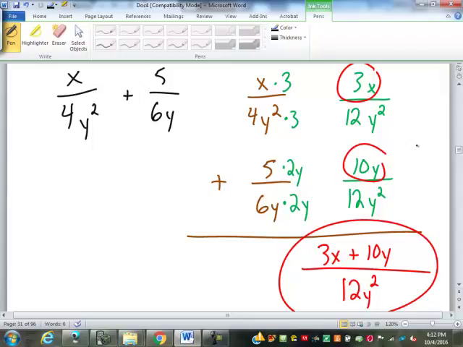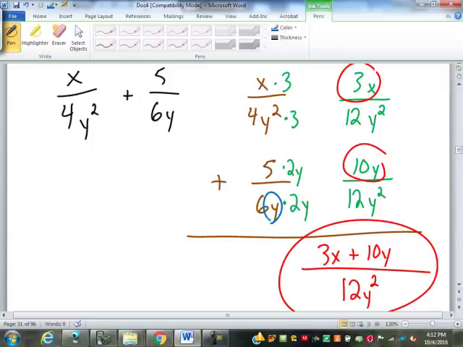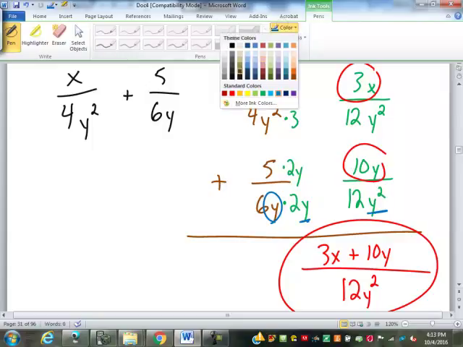So why does it change from y? How come 6y times 2y isn't? Because this is 6y here, so I'd turn it into a y squared, so I'd multiply by another y. Yep. Good question.